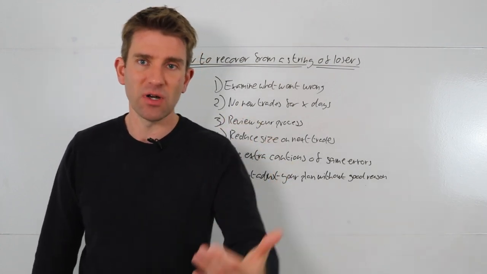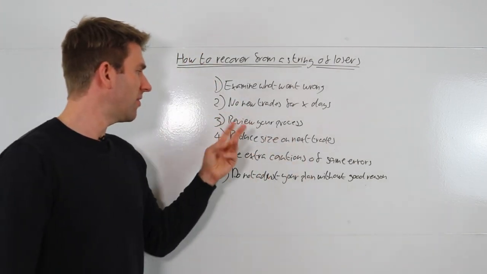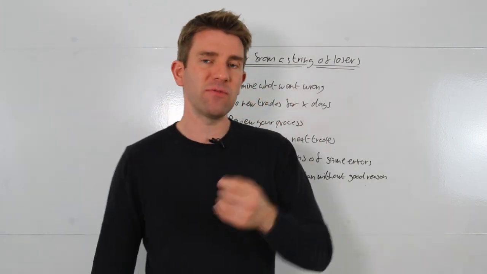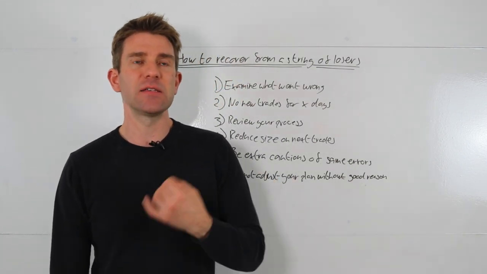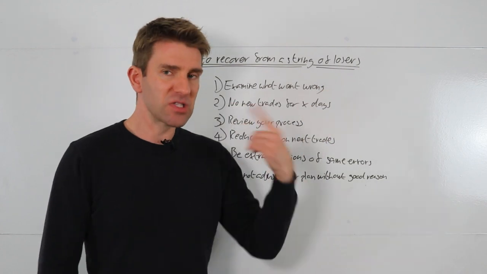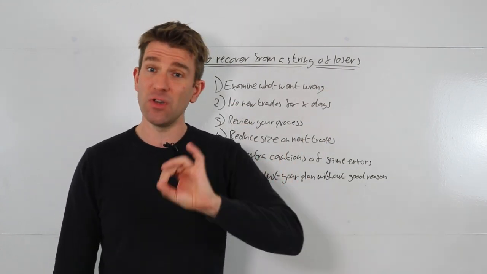You can decide yourself what you need to do, but that just makes sure that you're not chasing things, you're not revenge trading. The third thing, guys, is review your process, just to make sure that you haven't done anything you shouldn't have. Is it a mistake that's built into the process, or was it a mistake you made because you overruled something, or was it something you missed?